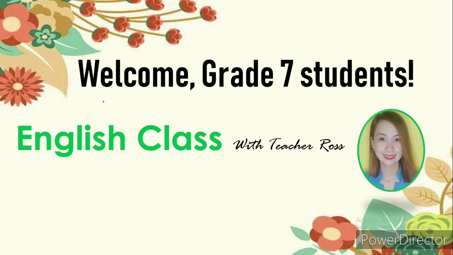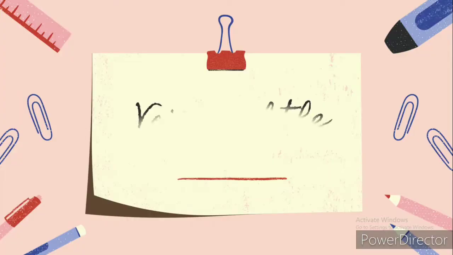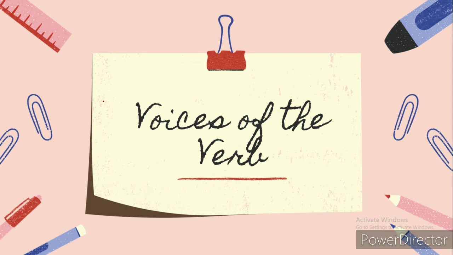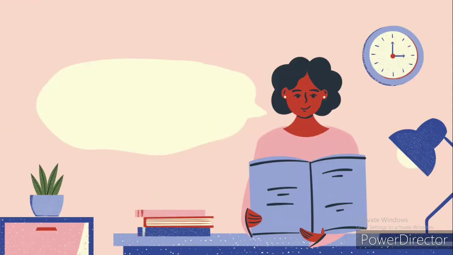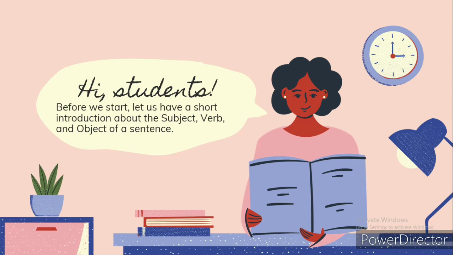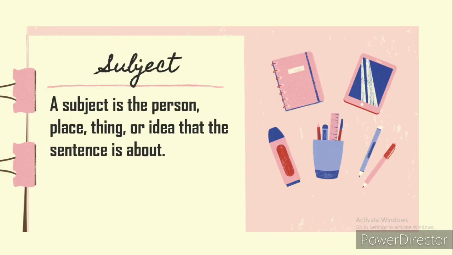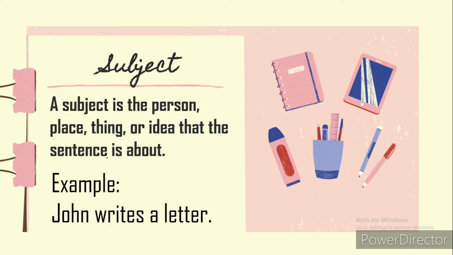Very good. Today, we will discuss voices of the verb. But before we start, let us have a short introduction about the subject, verb, and object of a sentence. Let us start with a subject. A subject is the person, place, thing, or idea that the sentence is about. For example, John writes a letter. John is the subject in this sentence.